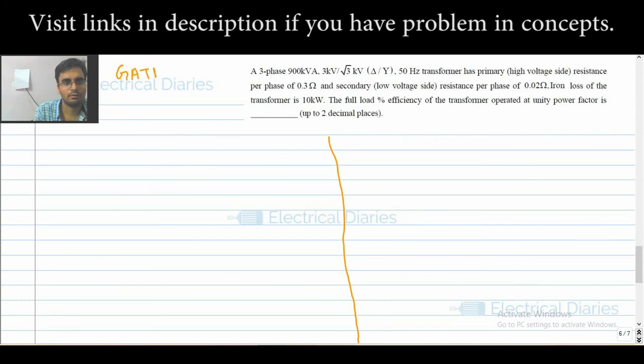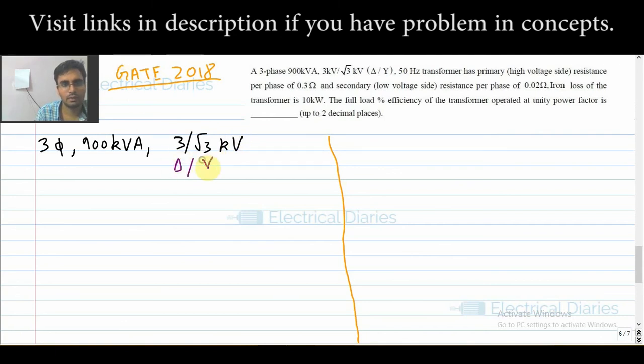Okay, so GATE 2018, we are doing electrical machines questions. Okay, so here what is given? It is given to us as a 3-phase 900 kVA, 3 by root 3 kV, and it is given to us as delta star.